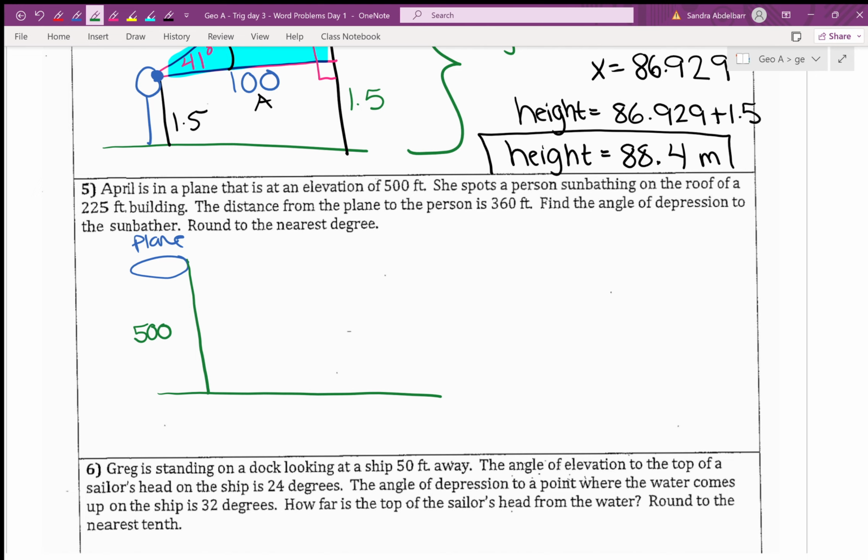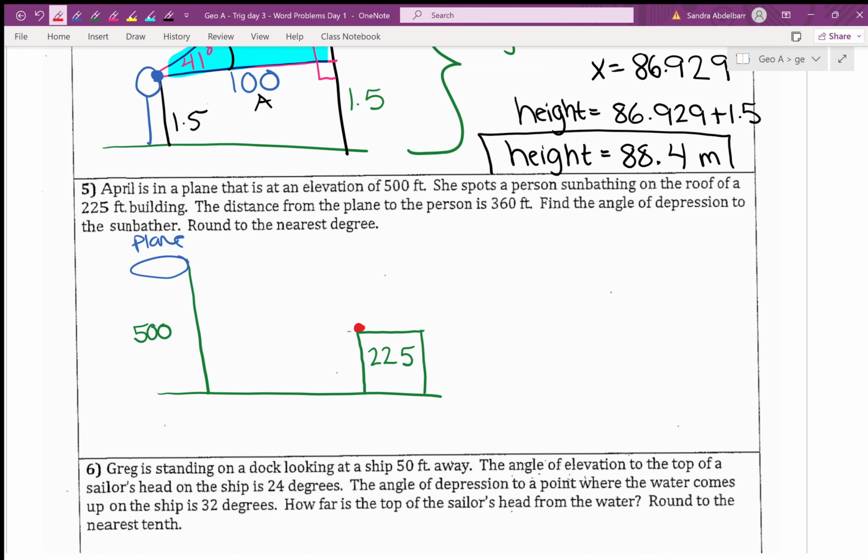She spots a person sunbathing on the roof of a 225-foot building. So now I'm going to have my building. And how tall is this building? 225. And the person sunbathing is just a dot. There's our person sunbathing.